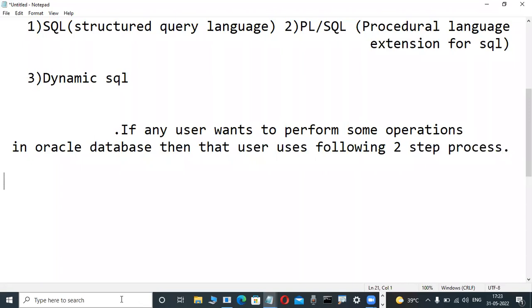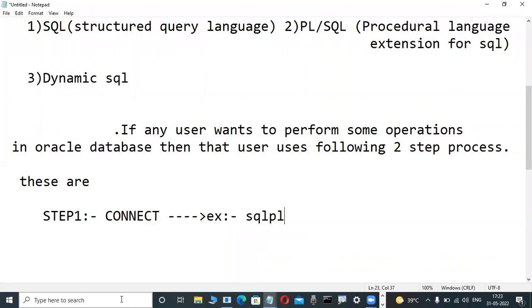These are step one. This step one we will understand today, don't worry. Step one: connect. Write it. In this connect step, the example, write it: today we are learning the SQL Plus tool. Some tools are there, but first this one.